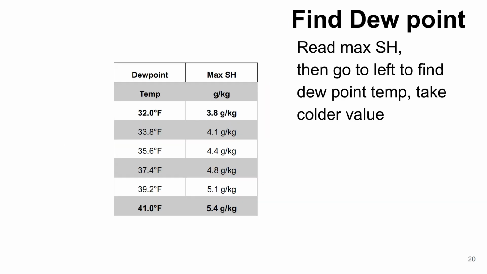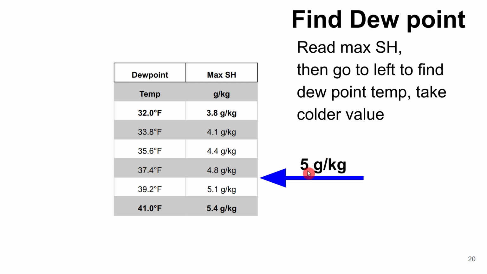So to find the dew point, again, you read the maximum specific humidity and then go left to find the dew point temperature. But sometimes your maximum specific humidity will be in between the values on the chart. In that case, what you're going to do is use the cooler temperature. Like if I said the actual specific humidity, this chart works for both. If you know what the specific humidity is, you look it up, slide to the left, and that's your dew point temperature.